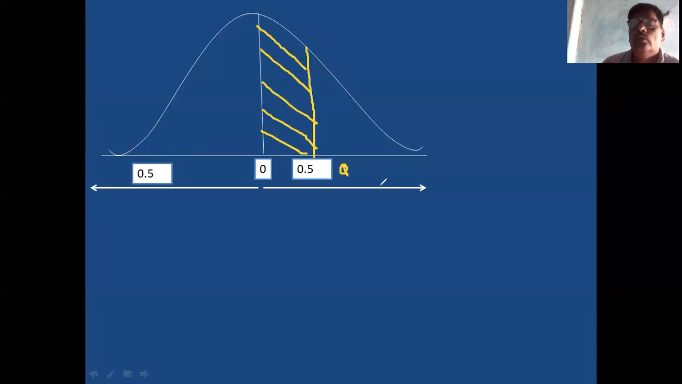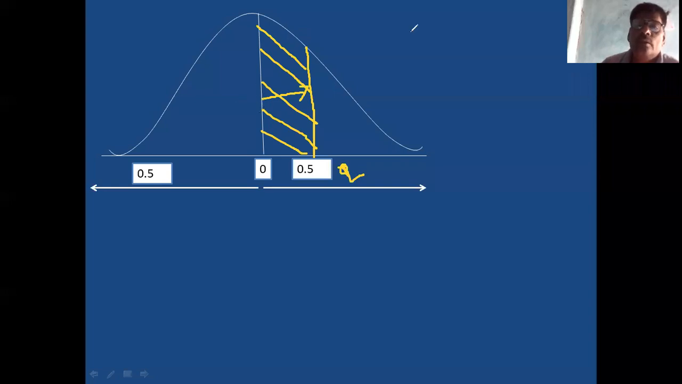0 to A value. For example, your answer is 2. You want 0 to 2 or 0 to 10. If 2 is there, then you see the normal distribution table. As per the normal distribution table, you have to find the area 0 to 2. You find the 0 to 2 area with the help of the normal distribution table.